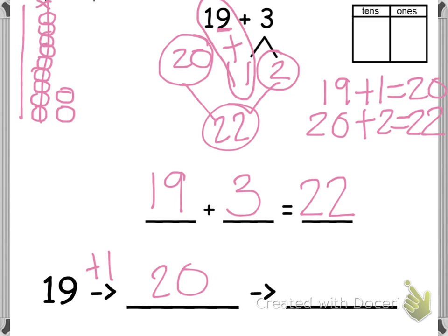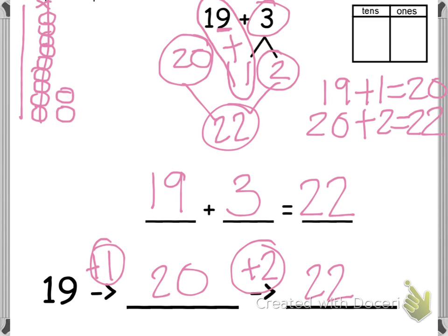Now I know there's 2 left of that 3. So I'm going to add 2 more to that 20. So 20 plus 2 equals 22. Okay? And then if you look, that plus 1 and that plus 2, whenever you know that 1 plus 2 equals 3, which is what you were adding to that 19.